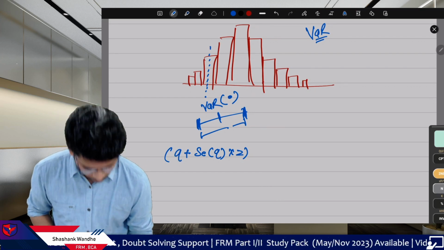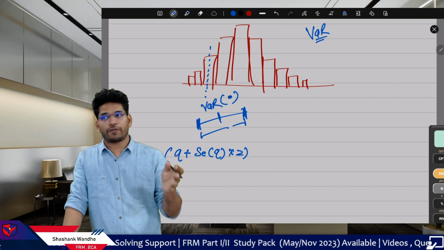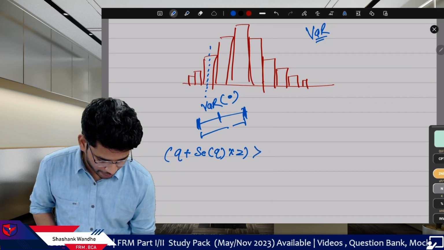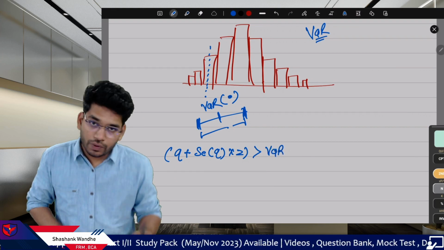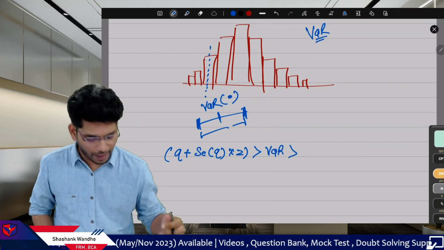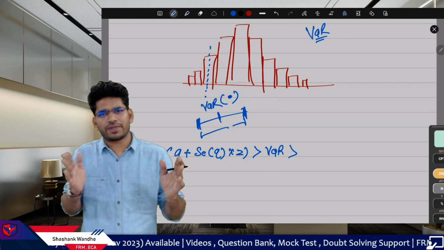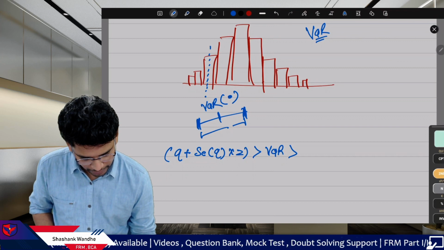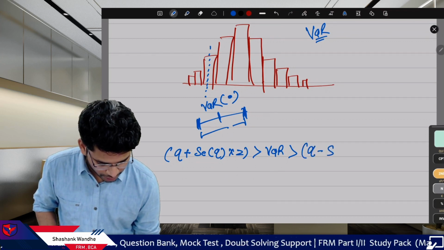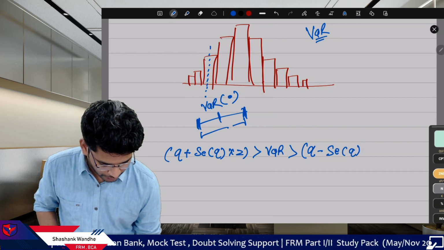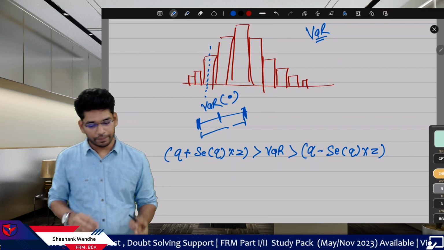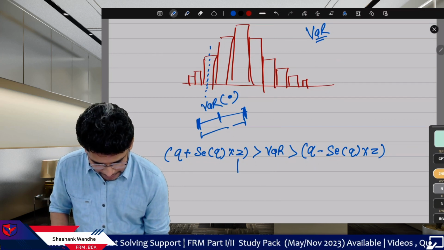Okay, so Q plus standard error of Q multiplied by Z is greater than the value at risk, which we calculated from our sample data, and then this value at risk is greater than, in simple terms, this is the range of value at risk. Okay, this is a confidence interval. Simply Q minus SEQ multiplied by Z. Fine.